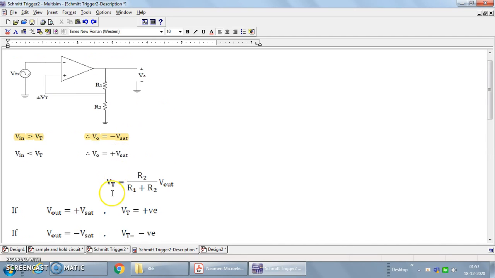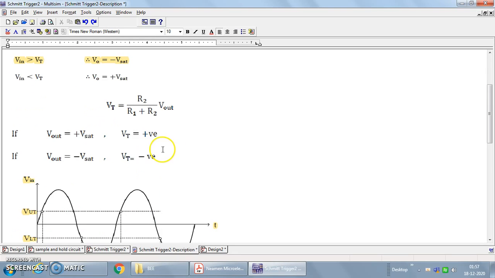So how do we decide the threshold voltage? The threshold voltage is decided by the voltage divider network. The voltage drop across the resistor R2 is the threshold voltage value. Based upon the input voltage, this threshold voltage will be either positive or negative, as it is a differential amplifier. Accordingly, the output voltage is set to plus Vsat if the threshold voltage is positive.